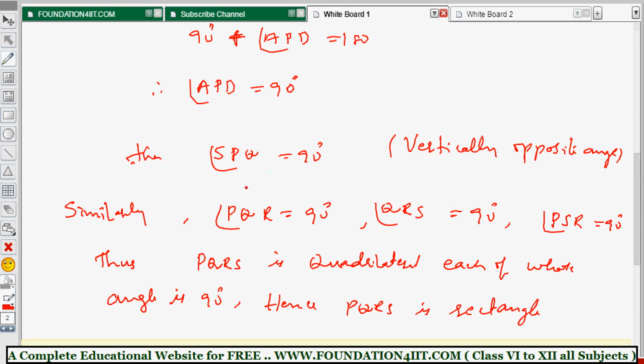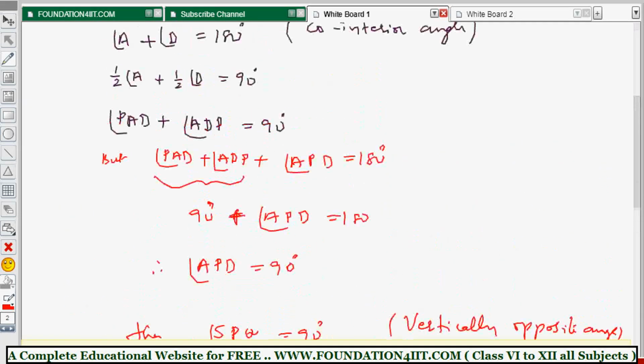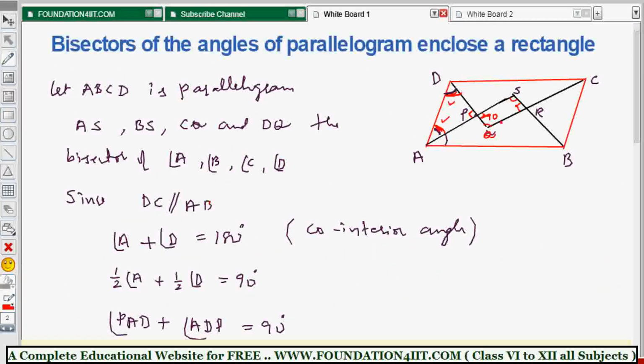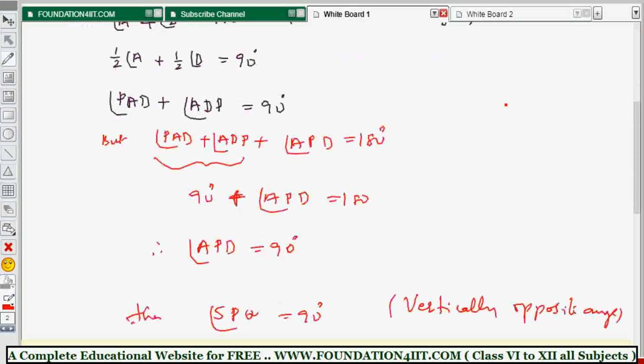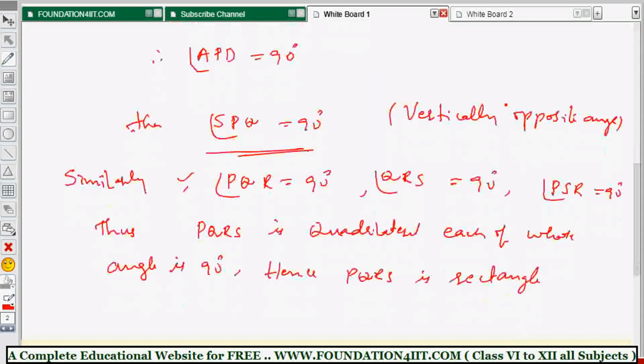Only up to this step can we do this, and similarly we can conclude that the other three angles are also 90. If we take half of A plus half of B, 90 will come, and half of C plus half of B is 90, and the remaining also 90, the opposite also 90. So similarly the other three angles are also 90 degrees each. This way you can prove the bisectors of the angles of a parallelogram enclose a rectangle.